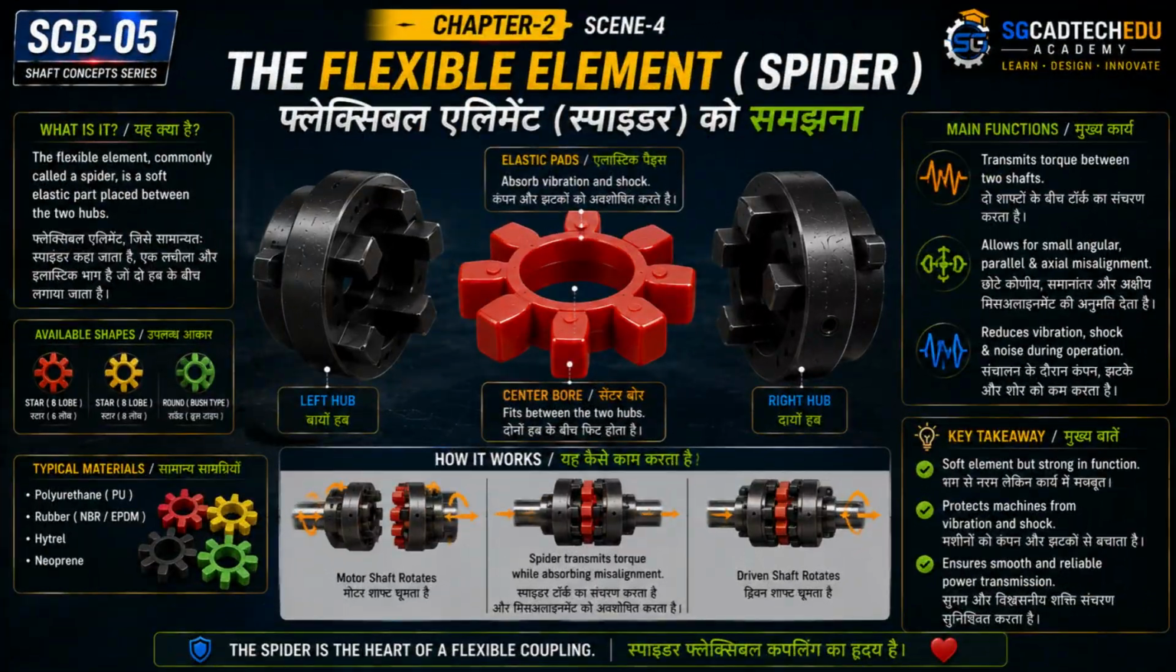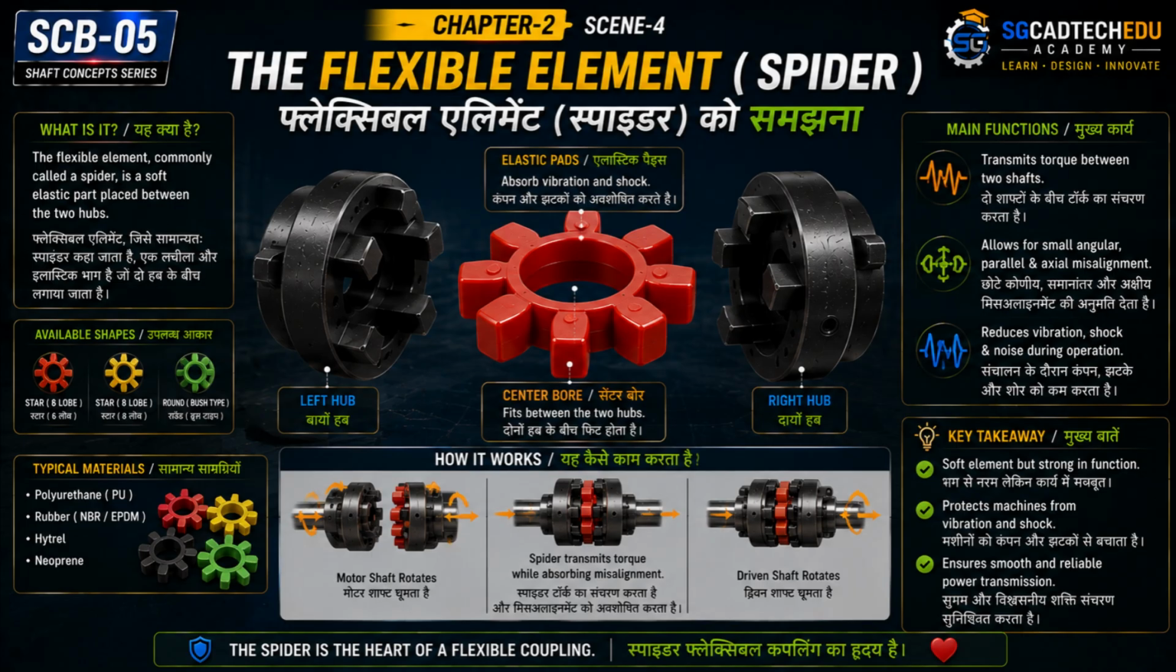Now let's examine the heart of a flexible shaft coupling, the flexible element, commonly known as the spider. It is positioned between the two coupling hubs and plays a vital role in transmitting torque from the driving shaft to the driven shaft. Unlike rigid components, the spider is manufactured from flexible materials such as polyurethane or elastomer, allowing it to deform slightly under load.